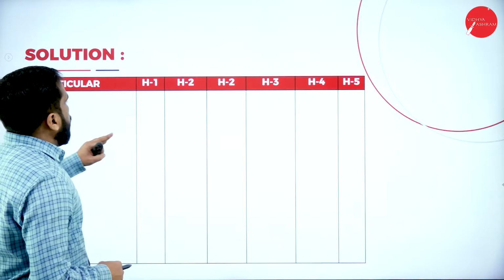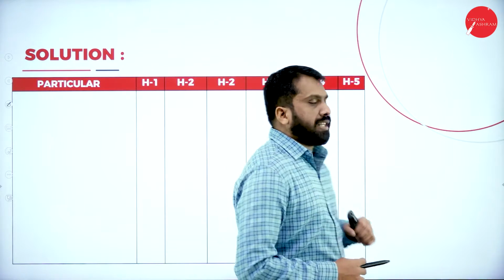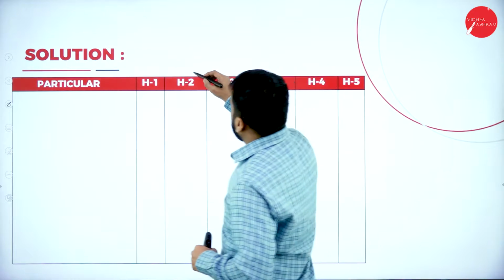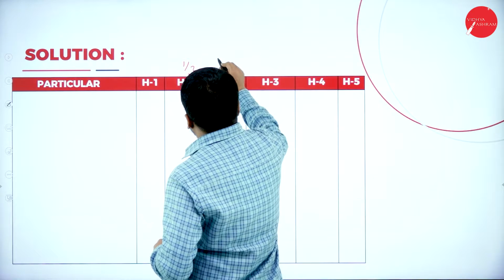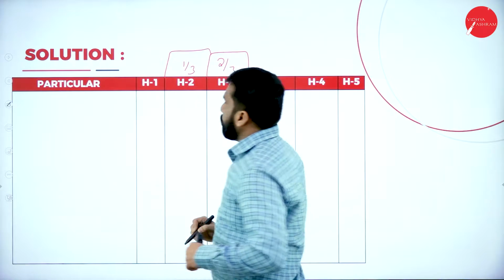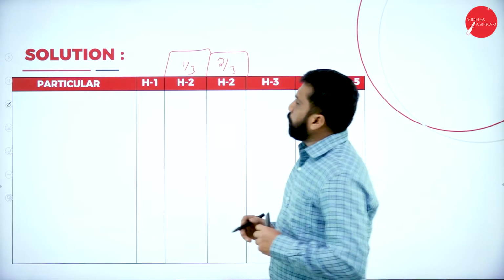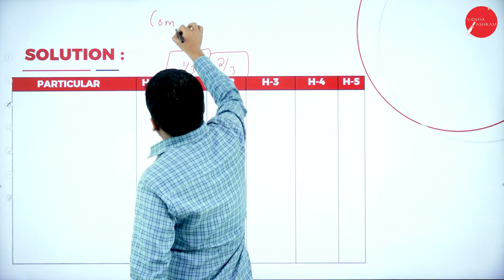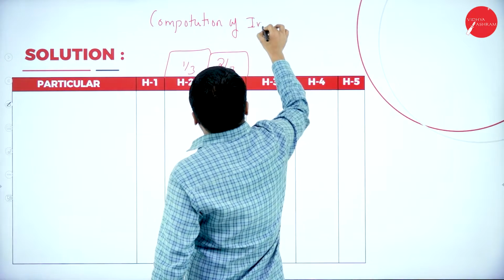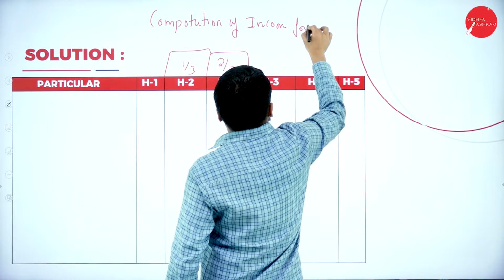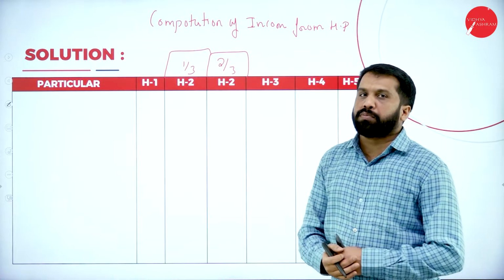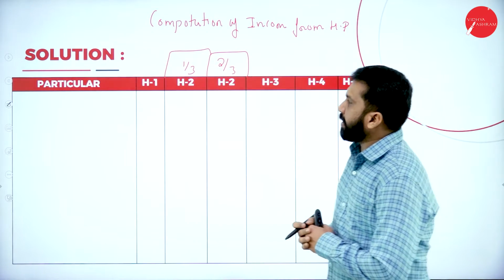Now, your particular house 1, house 2, house 2, house 3, house 4 and house 5. Why have I done house 2 two times? Because this will be 1/3 and this will be 2/3. Like this we are supposed to calculate. What is the heading? Computation of income from house property. Hope you are clear. Yes, we'll start now.